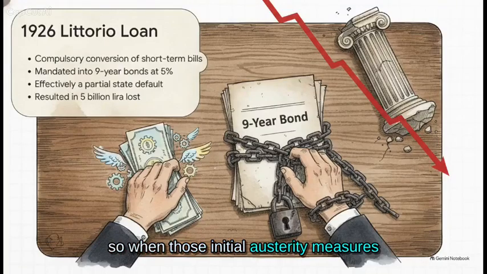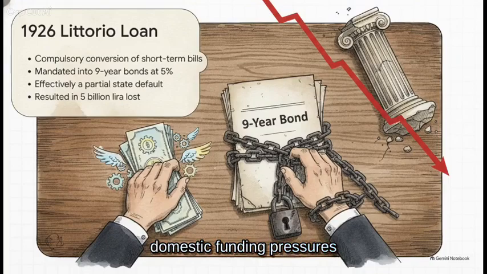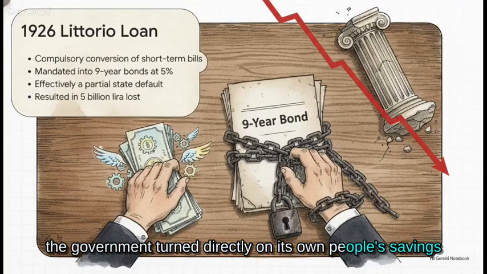Section 3. Forced Conversions and Defaults. So when those initial austerity measures weren't enough to calm the intense domestic funding pressures, the government turned directly on its own people's savings.